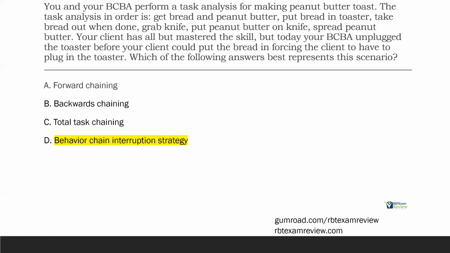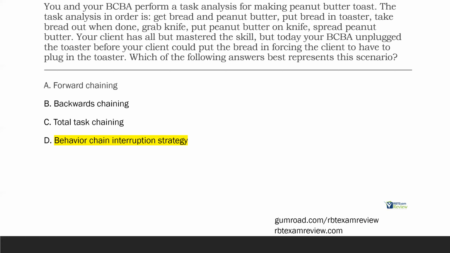What happens if you can't find the knife? Well, you have to go wash a knife or get a different utensil. So there's a million things, right? Behavior chains and task analysis exist in a perfect world, but we know the world's not perfect. So in behavior chains, a million different things can happen. A behavior chain interruption strategy helps us prepare for that by breaking that chain and forcing our clients to evoke or emit different behaviors. And in this scenario, unplugging the toaster broke the chain and forced the client to have to plug in the toaster before they could have toast. So D is our answer.